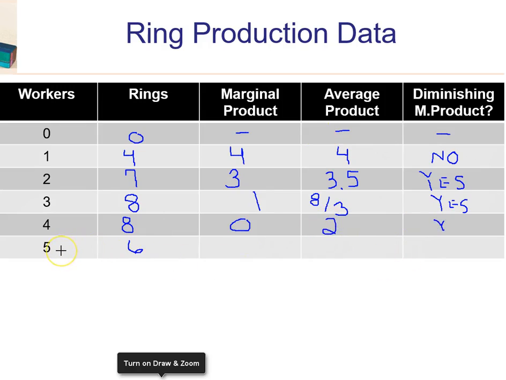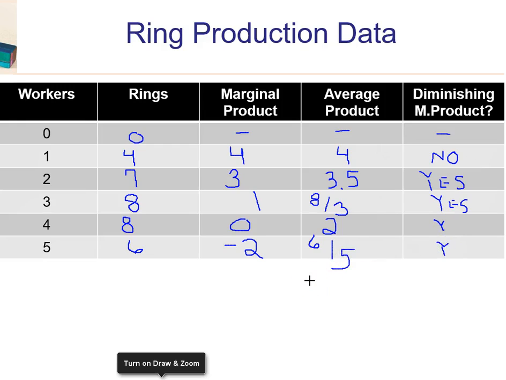And how about when you have 5 workers? Well, now your rings are 6. So that is actually a negative marginal productivity. A firm would never hire workers if they brought them negative marginal productivity. In fact, one step further, a firm would never hire a worker if the marginal productivity was 0. So what's the average productivity? Well, this is your rings, 6, divided by your number of workers, 5. Yes, marginal productivity continues to diminish.